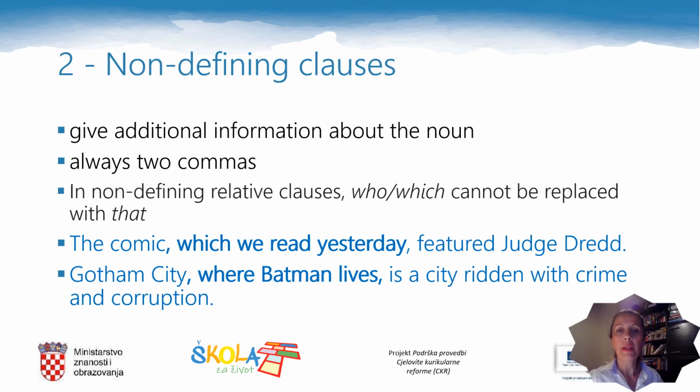The second type is the non-defining clause. Non-defining clauses give additional information about the noun. This information is not needed, but we might want to insert it. Non-defining clauses are always separated from the rest of the sentence by 2 commas. In non-defining relative clauses, who and which pronouns cannot be replaced with that. Take a look at the 2 examples.